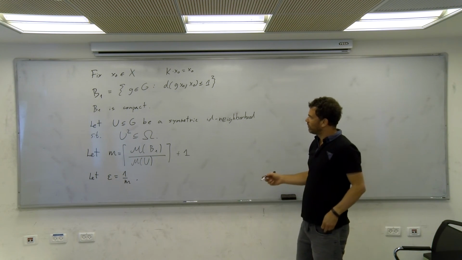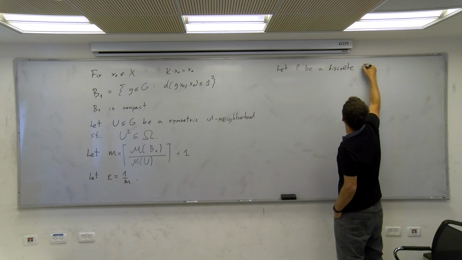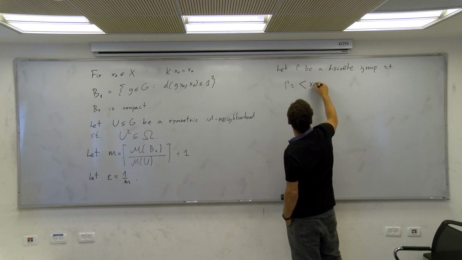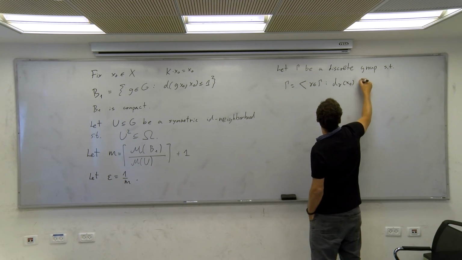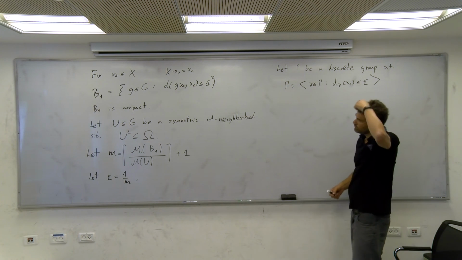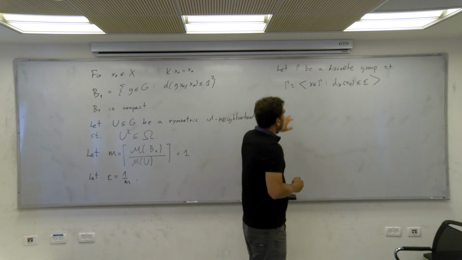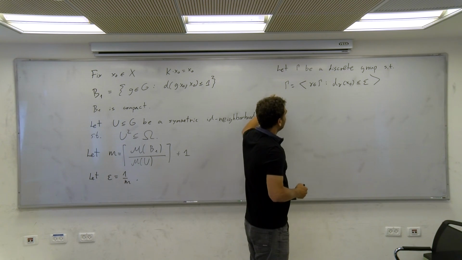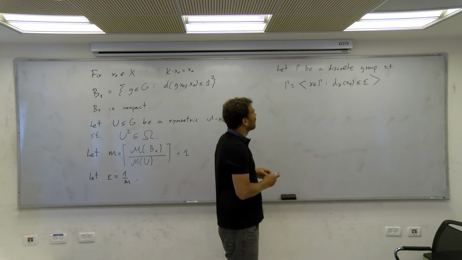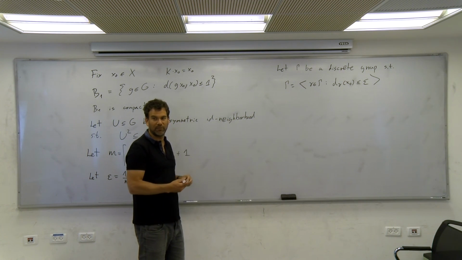And now I want to show, okay, so let gamma be a discrete group such that gamma is generated by all gamma such that the displacement of x naught is less than epsilon. I want to show that gamma has a subgroup of index at most M which is nilpotent. And I claim that this is independent of x naught because the action is transitive, so you can conjugate.